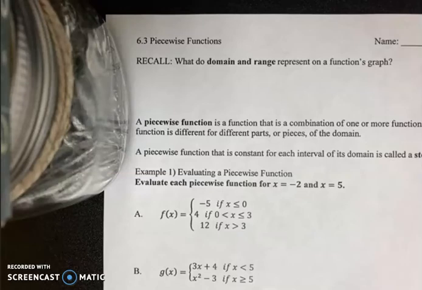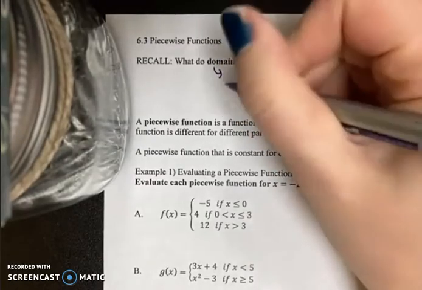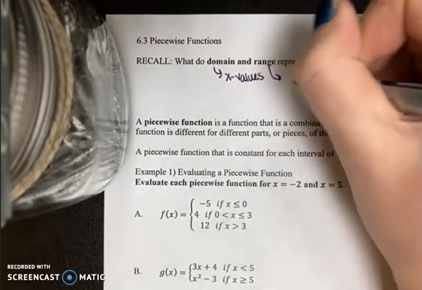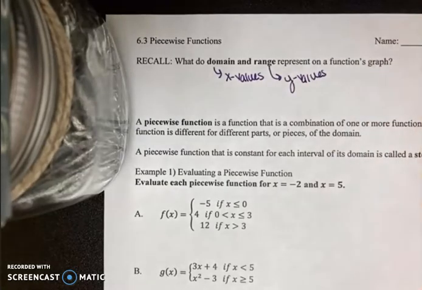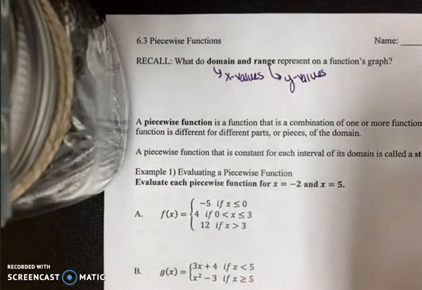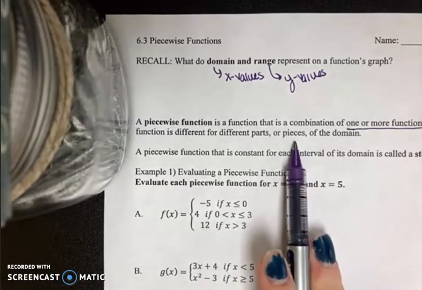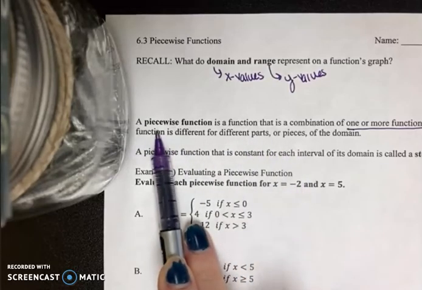This video will focus on piecewise functions, but first I just want to remind you that domain represents the x values where a function is defined, and range represents the y values where a function is defined. A piecewise function is a function that is a combination of one or more functions. And there's going to be a rule for a piecewise function that's different for the different pieces of the domain. So pieces is why we call it a piecewise function.